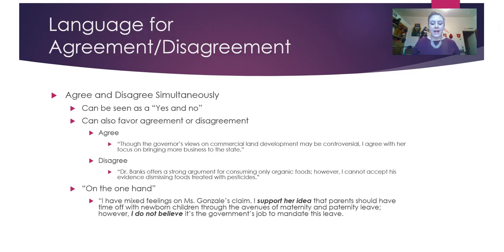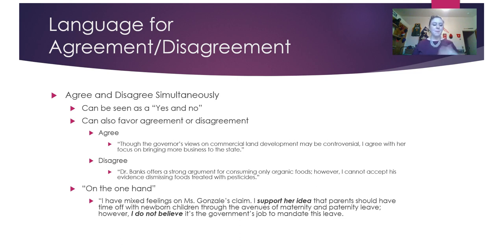Let's now blend the two, agreement and disagreement, and the languages for those. Let's blend those together now and look at language for agreement slash disagreement. Now, this is where you are simultaneously saying, yes, I'm on board with this, but no, I'm not. Or, if you're putting sources into conversation more directly with each other, of course, you could phrase it in that way. When we think about this approach, we can see it as answering it in a yes-no type setup.